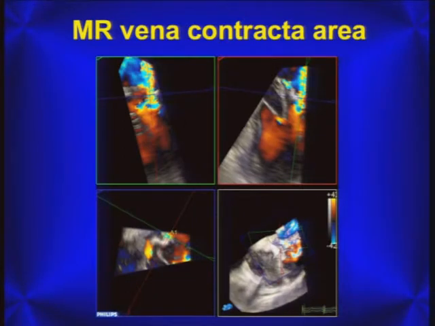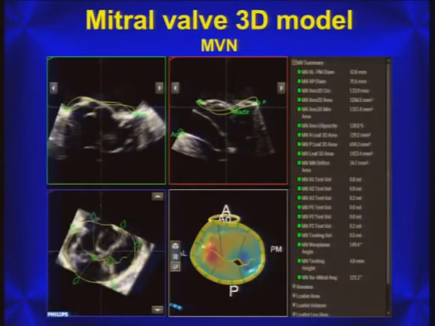Mitral regurgitation was quantified as severe by the vena contracta area measurement, which was 0.4 square centimeters. And we also produced the model of the valve with mitral valve navigator, and the prolapse of the lateral scallops and the pseudocleft between P2, P3 indicated leaflet tissue abnormality.